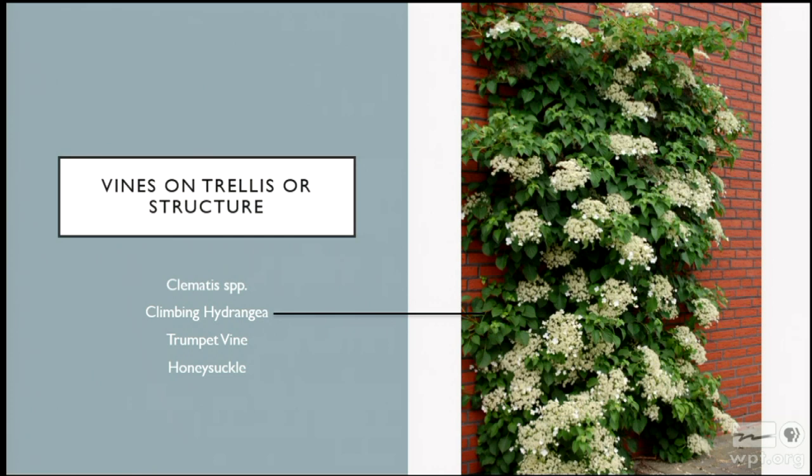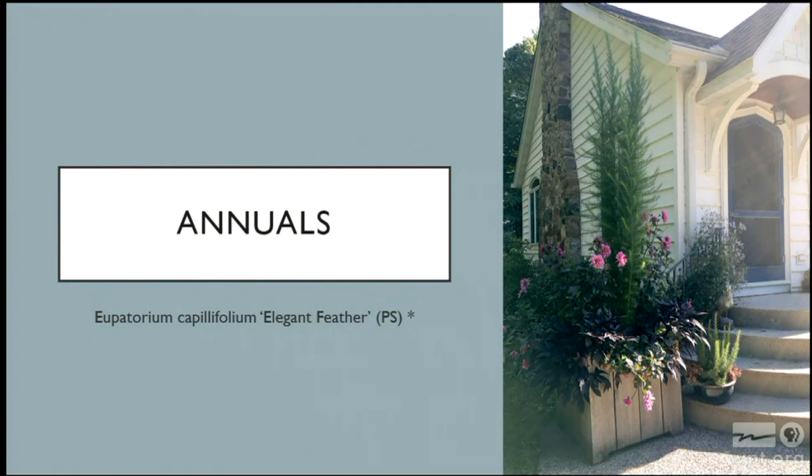Okay, so I guess I got to wrap things up here. The only other thing I was going to say is there's one annual. You should write this one down. Elegant feathers. This thing is amazing. I tried it last year on a fluke. My wife brought it back. It's this cute little evergreen-looking thing. We put it in a pot that was a foot in diameter. We had five of them. By the end of the year, it was 7 feet tall. I repeat, 7 feet tall.